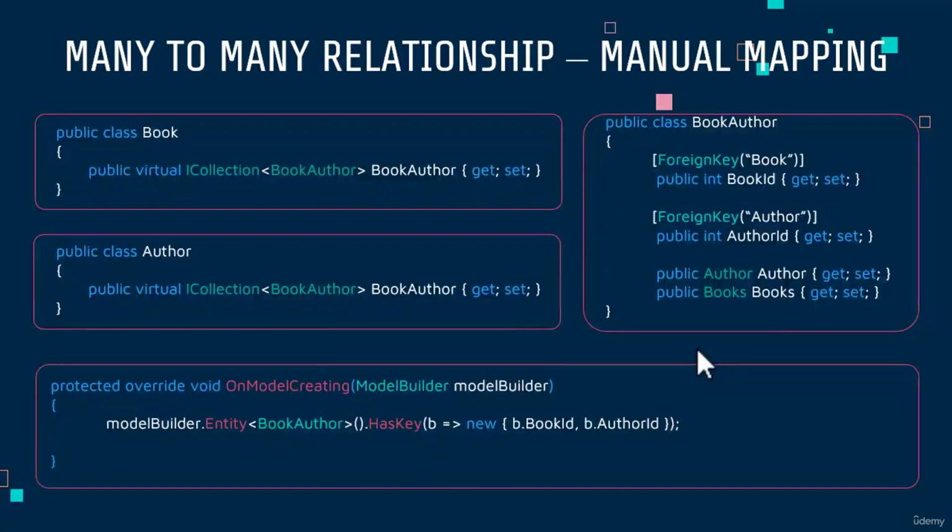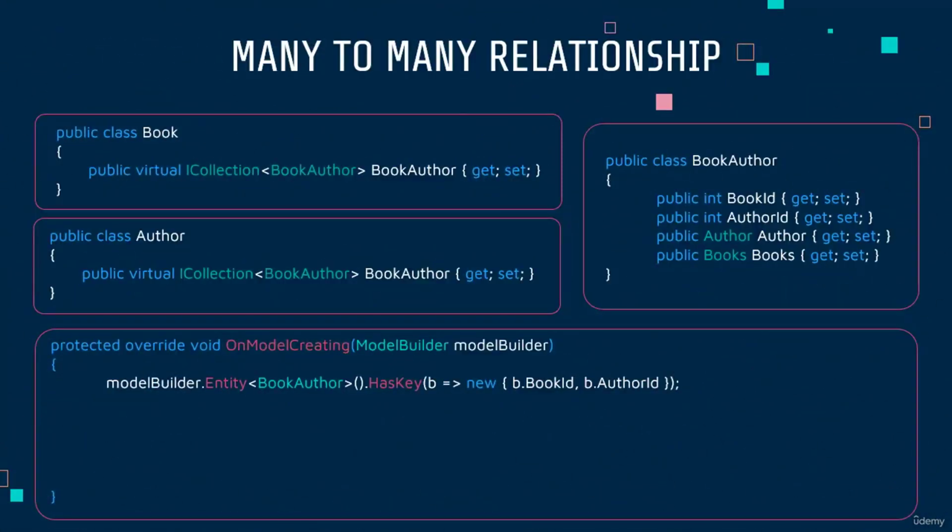When we want to do many-to-many relation with the manual mapping table, the book and author, we are adding the collection of the book author class that has the foreign key for book ID and author ID. And then we have a composite key for book ID and author ID that stays the same. But when we are using Fluent API, we will not use the key data annotation.